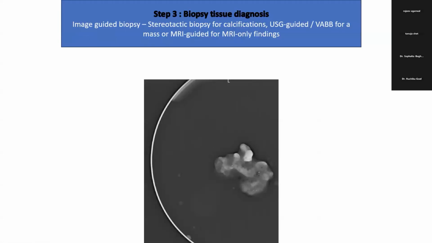So the third step would be to obtain the core or the biopsy from the targeted calcifications. At our place, they remove, this is the VAB of one of the patients, and it was taken in a Petri dish, and it was cross-checked on mammogram whether the calcifications were retrieved or not. And then it was subjected to pathological study.